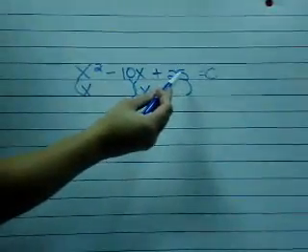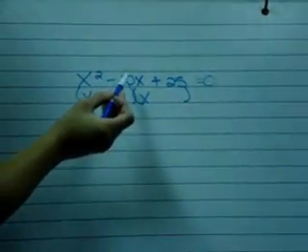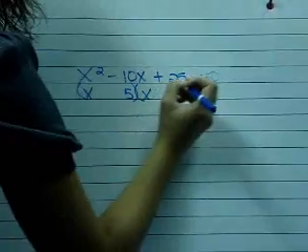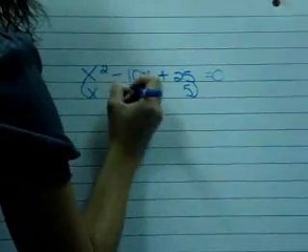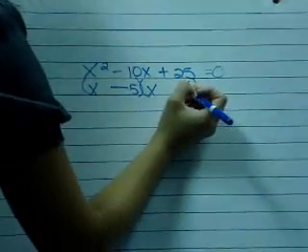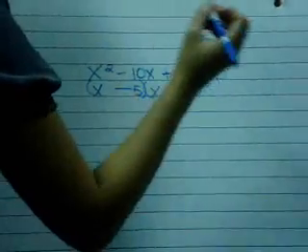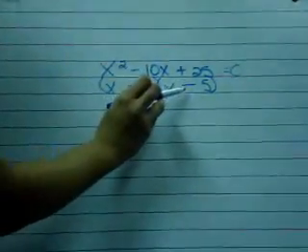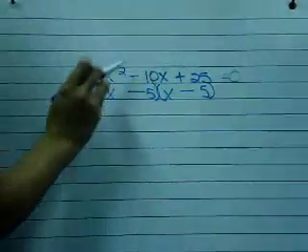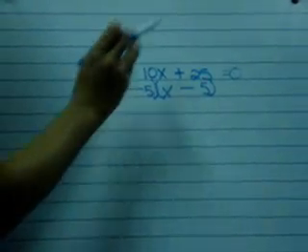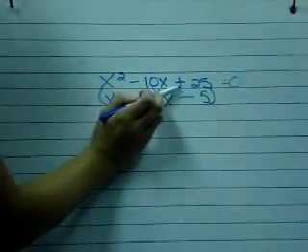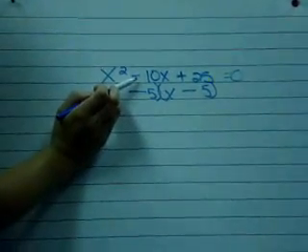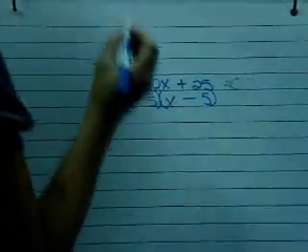Factors of 25 that add up to negative 10 would be 5, because 5 times 5 is 25, and then negative 5 minus positive 5, we will get negative 10. Now we know what sign to use by looking at this sign and this sign. A negative times a negative, you get a positive. And a negative minus a positive, we get a negative.